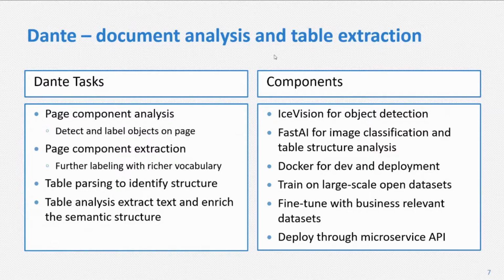Then there's extracting the page components. In that first analysis step, we're using a very small number of classes and we're detecting the objects. In the second step, we extract the components, we do additional analysis and additional classification. In the first category, we may just identify figures. In the second one, we may say, here's a bar chart, here's a diagram, here's a schematic, here's a photograph. We'll go into greater detail. Third and fourth are looking at tables in more detail because they're so important.